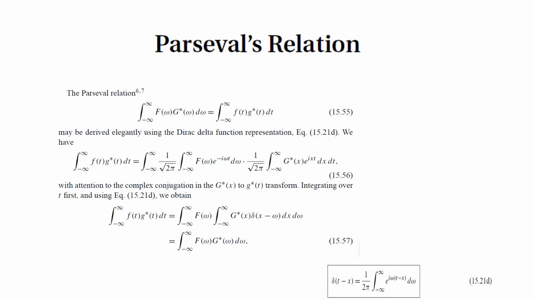Next, we are going to learn about Parseval's relation. The Parseval relation says the integral of the Fourier transform of a function and the Fourier transform of the conjugate of another function is equal to the integral of the product of the first function and the conjugate of the second function. You can see here. Okay.